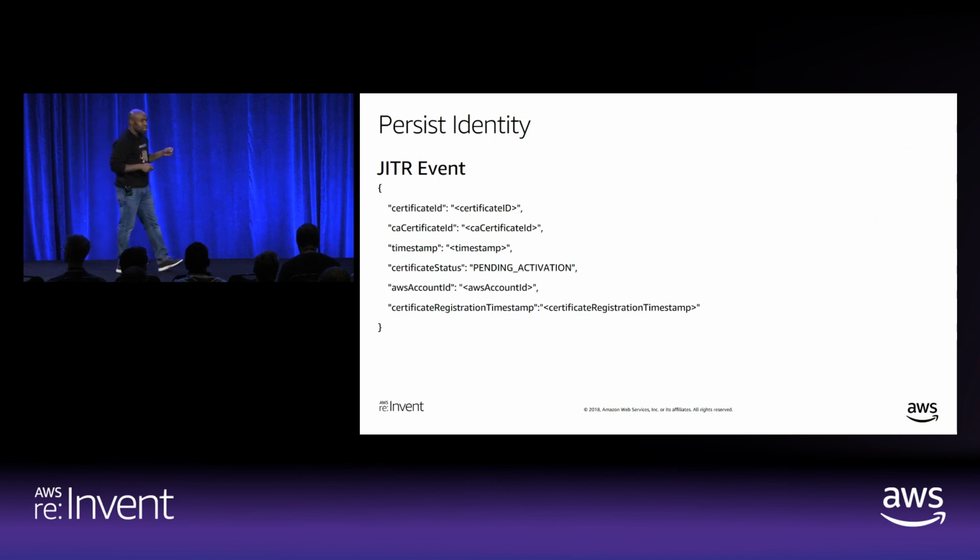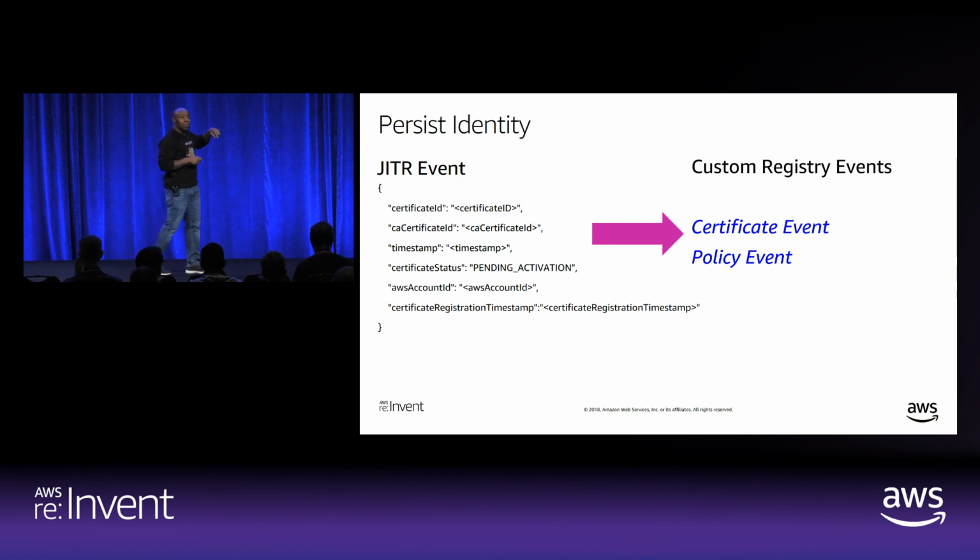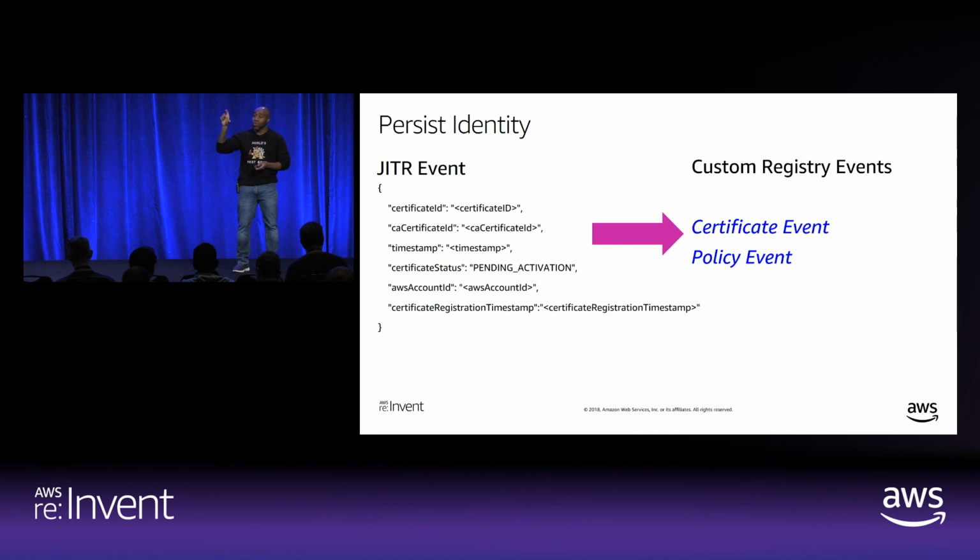So I mentioned the just-in-time registration event kind of gives you this base information, a certificate ID, CA certificate ID, timestamp, and all of the kind of ancillary fields. Unfortunately, you can't take that immediately and just send it to the other region. And the reasons why is that things like the certificate ID and the CA certificate are associated to the region you're in. So what we end up doing is we basically take that identity, and as we go through step functions, we create two unique events. We basically say, well, we've got a just-in-time registration event, but what I really need is a certificate event and a policy event.